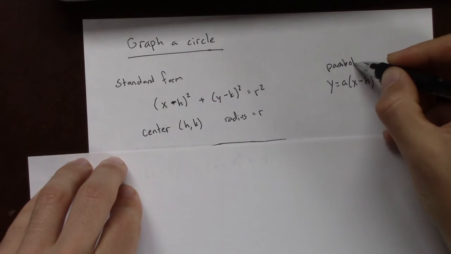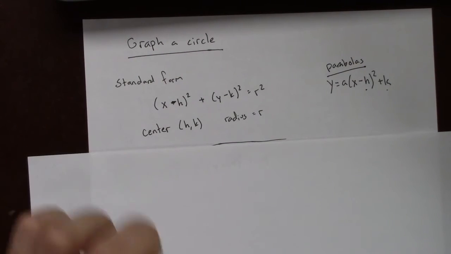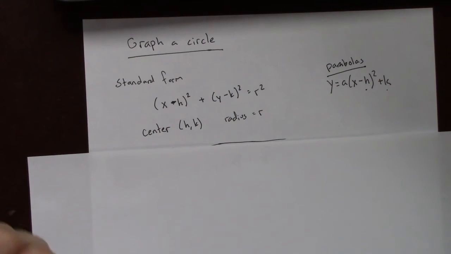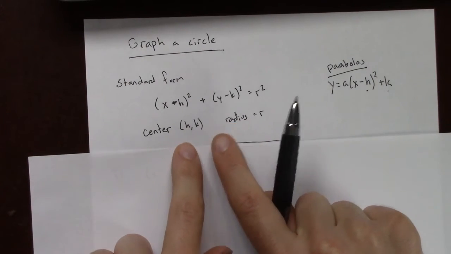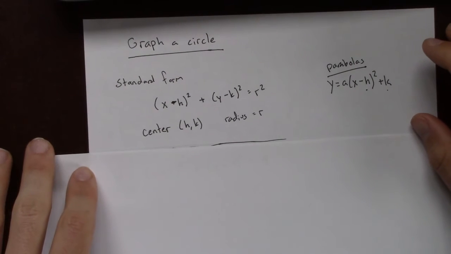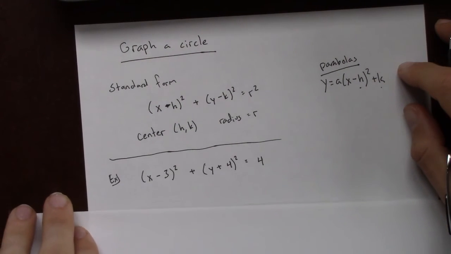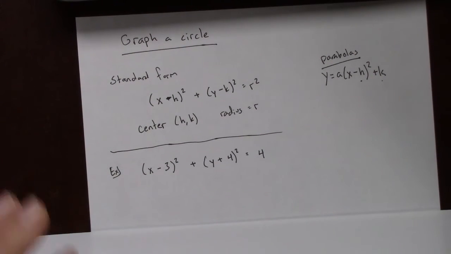And we see that same kind of idea where there was a special point for a parabola. It was called the vertex. For our circle, it is the center. So the center is going to just be the ordered pair (h, k), and the radius is going to be r.